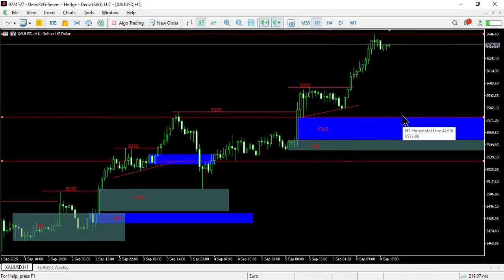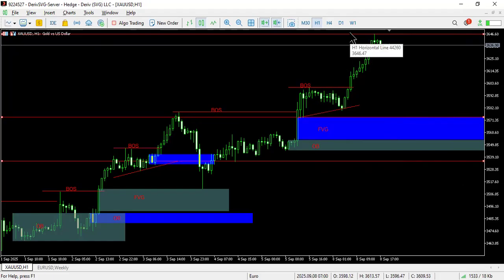So the coordinates for gold, entry price has to be 3573.96. My stop loss at 35.69, and then my take profit will be at 3646.47.